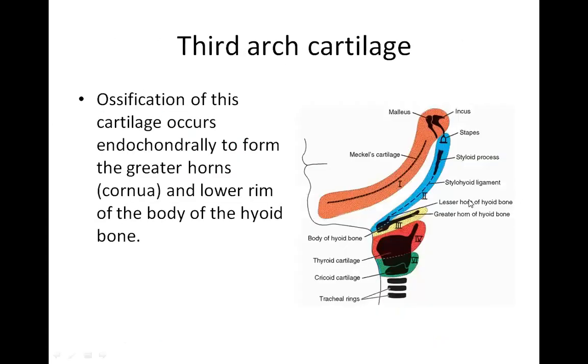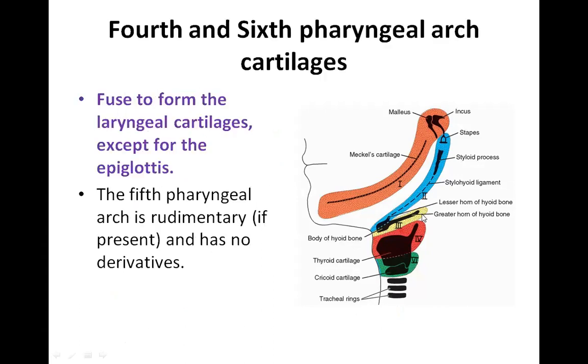Now the third arch cartilage, the ossification of this cartilage occurs endochondrally and it forms the greater horns and lower rim of the body of the hyoid bone. So the hyoid bone is formed both by the second and the third arch cartilage. The second arch forms the upper part of the body and the lesser horn, and the greater horns and the lower rim are contributed by the third arch cartilage.